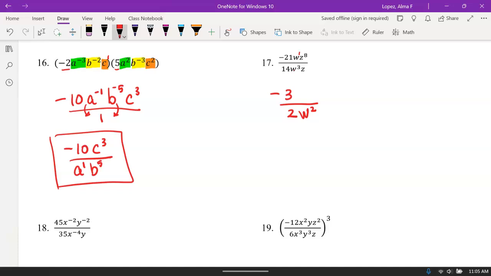I have 8 z's on the top. I have 1 z on the bottom. I'm going to subtract, this quotient rule, 8 minus 1. And since the larger one was on the top, we're going to get z to the 7th on the top.